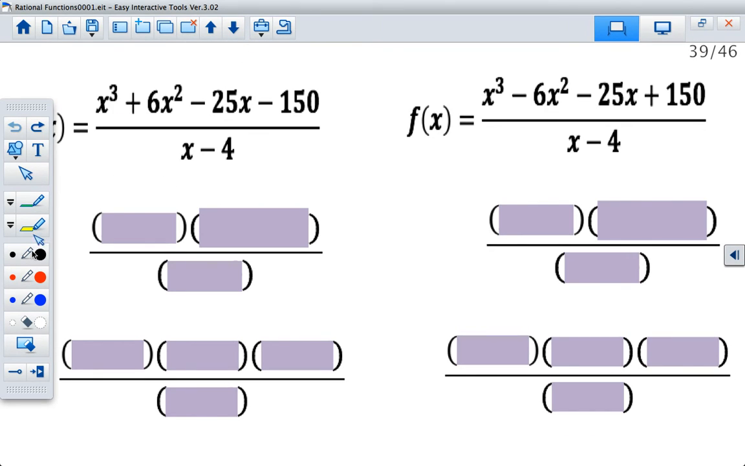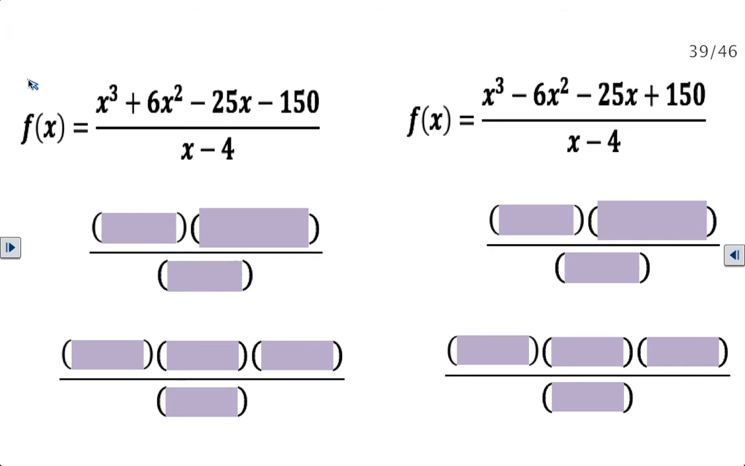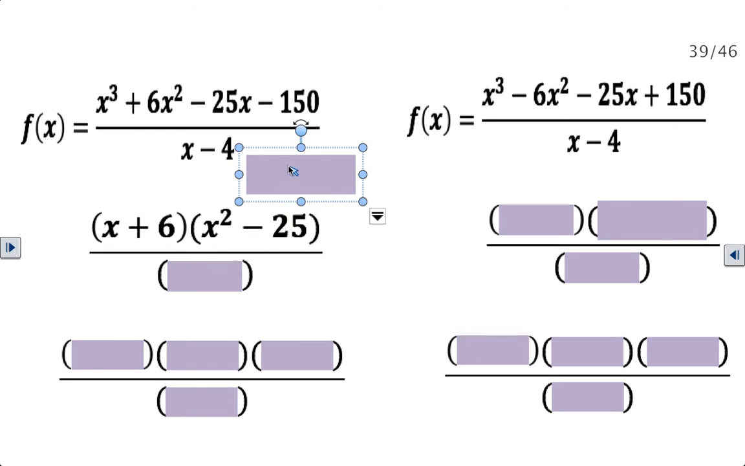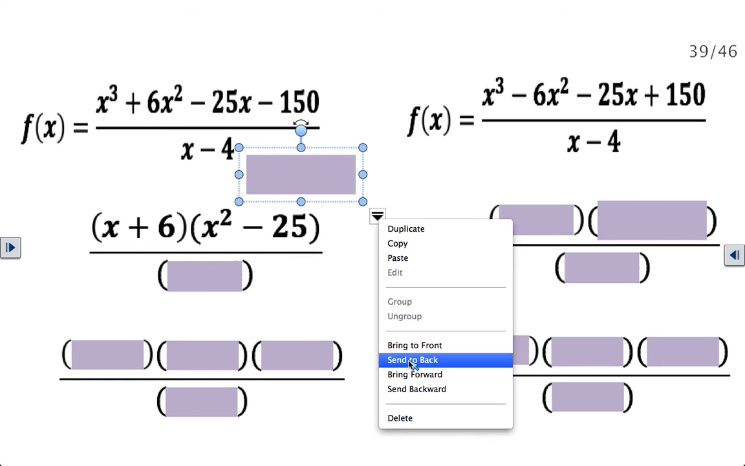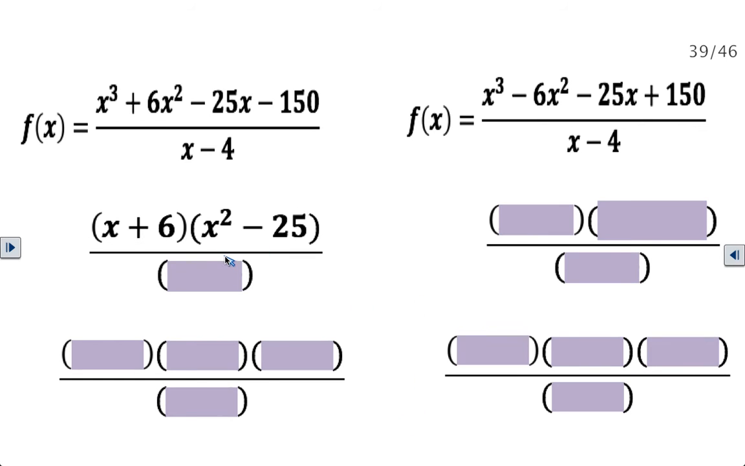This time our equations are much more complicated. We have a cubic function in the numerator and a linear function in the denominator. Again, we still need to factor as much as we can. With this type of problem, see if you can group your terms. I skipped a step somewhere. Let me get rid of this, and then I'll show you how I group these.